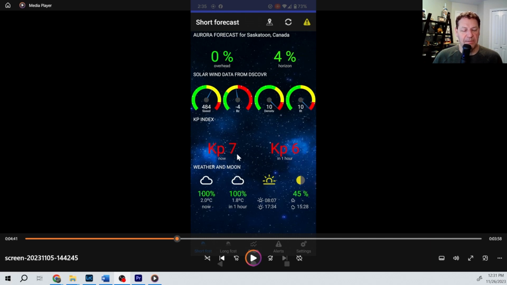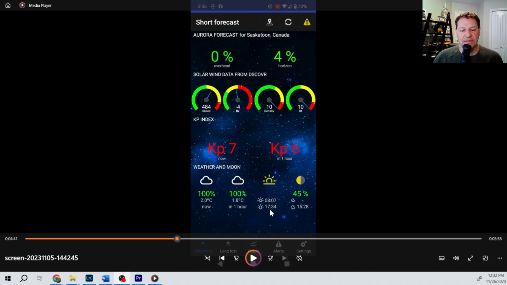People learn about KP, which is indirectly a measure of the aurora. It's not a particularly good measure of the aurora, but that's what we have, so that's what we tend to use. And it's got information about clouds. So if there's 100% clouds now or 100% clouds in the future, that's not going to be good. You're not going to be able to see anything.